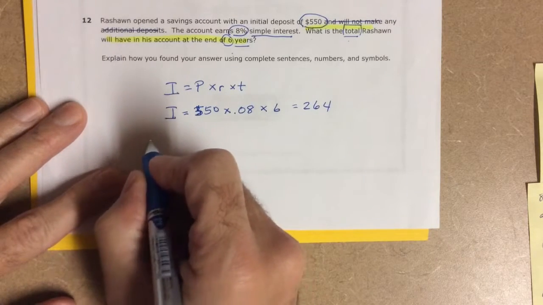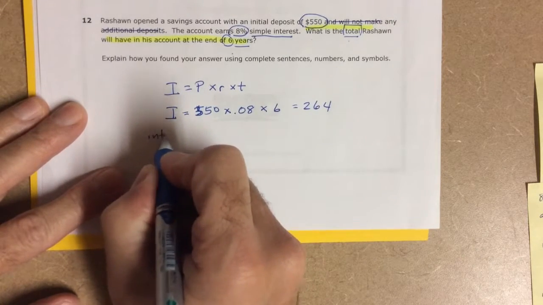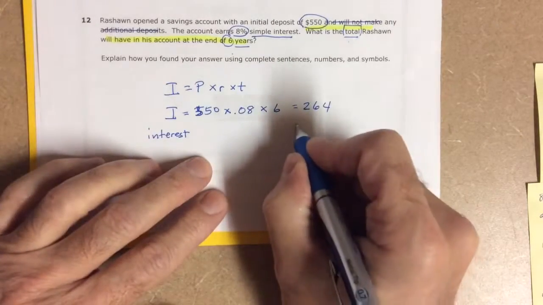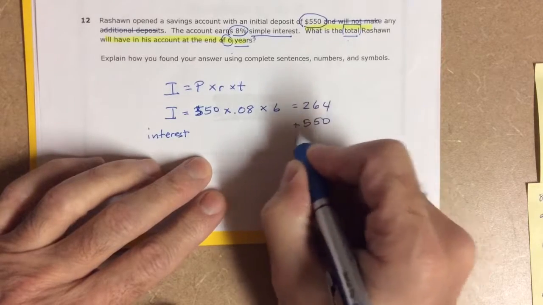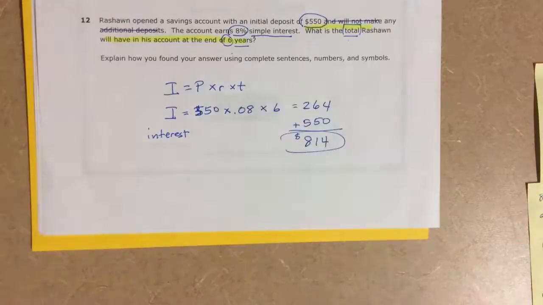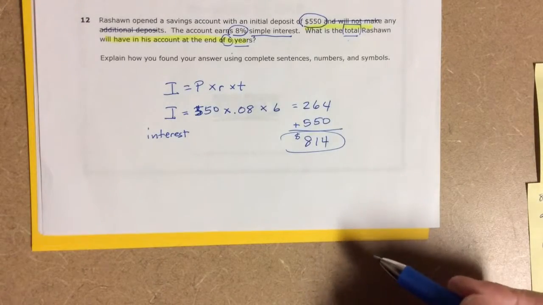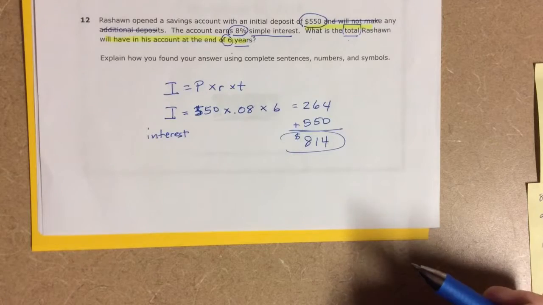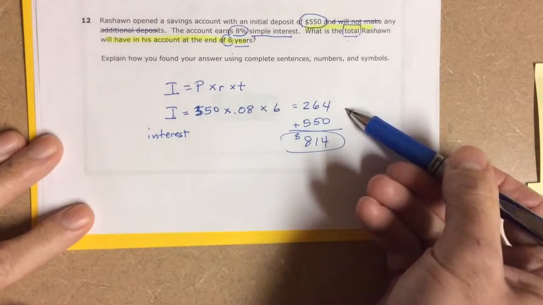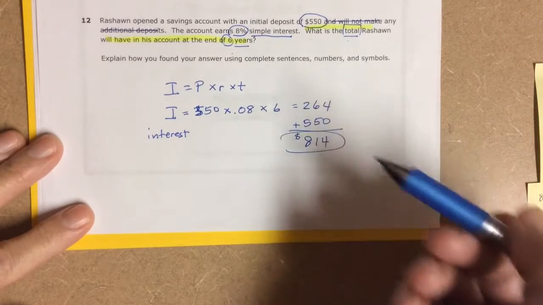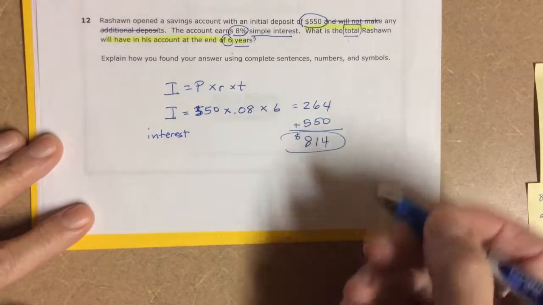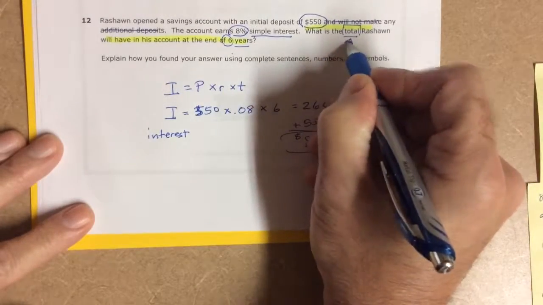I is for interest in this formula. It asks you for total. So he gets his principal back. Come on, people. Talked about this enough times. He gets his money back from the bank. You have to add your principal to the interest at the end if it's asking you for total. So he didn't get $264 back. He got $814 back. Read carefully. Total means add.